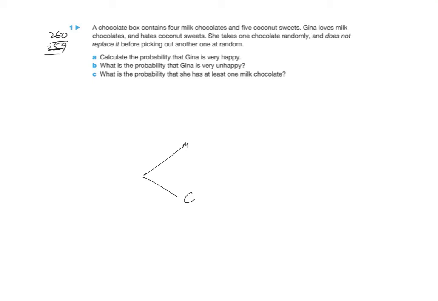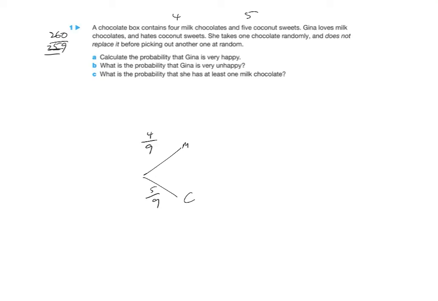Now let's look at this. We've got 4 milk chocolates and 5 coconuts. So the probability of getting a milk chocolate is going to be 4 over the total number of sweets, or total number of things, which is 9. And coconut is going to be 5 over 9. Okay, she loves milk chocolates and hates coconut sweets.